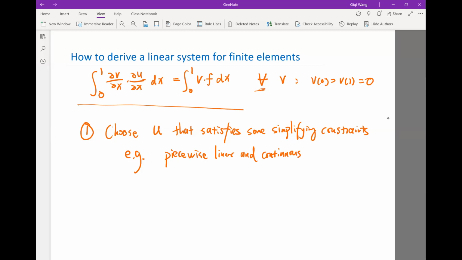Particularly, this kind of simplifying constraint puts the function u in a very convenient form that allows representation of u as linear combinations of what we call basis functions.